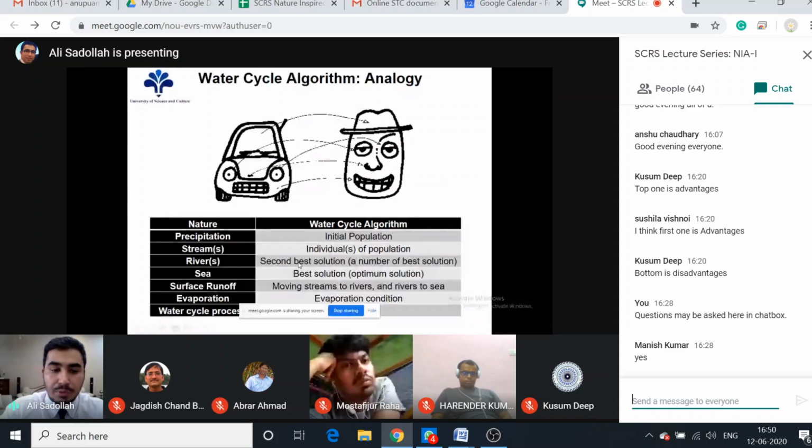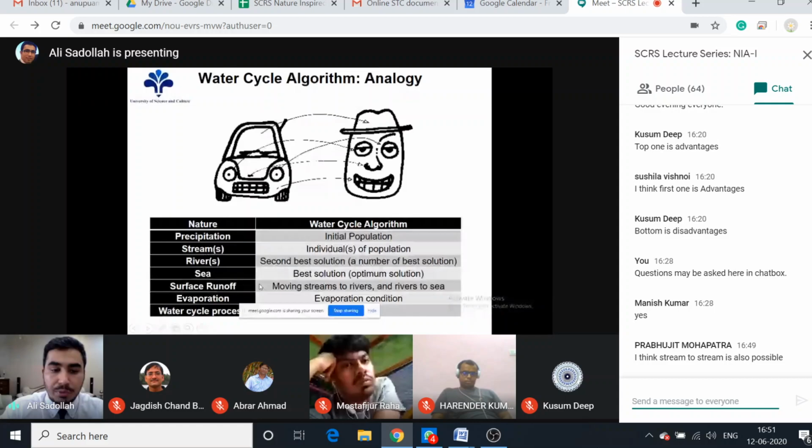Sea is the best solution, the best optimum point, and surface runoff is our moving strategy from stream to rivers and rivers to sea. And for evaporation, we have an evaporation condition, and one water cycle process is one iteration. In fact, one iteration of the water cycle is one water cycle process. This is the analogy between nature and the water cycle algorithm, which is inspired from nature.